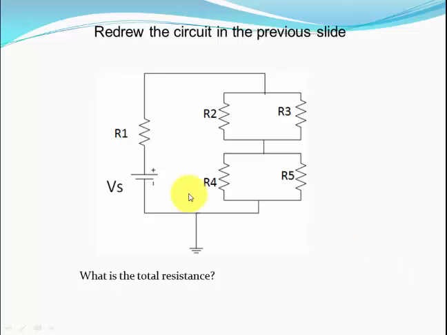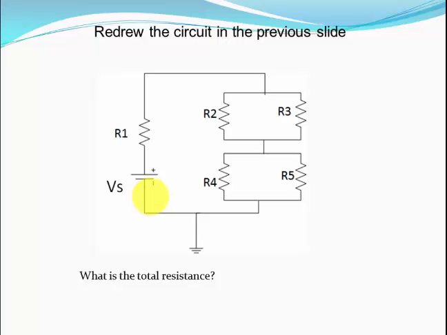Like this, R2, R3 in parallel, R4, R5 in parallel. And then you understand that if they are in parallel, you can combine those two together, and also you can combine those two together. And the question is, from the power supply's point of view, what is the total equivalent resistance?